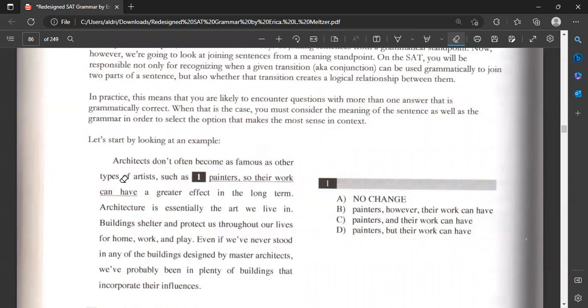Because I want you to see what's happening here. It says, unlike painters, right? So architects don't often become as famous as other types of artists, such as painters. Their work, so these architects, actually, maybe let's run it back. Let me ask this question: whose work can have a greater effect in the long term? Is it the architects or the painters? It's the architects, exactly. All right, that's awesome. So it's the architects.